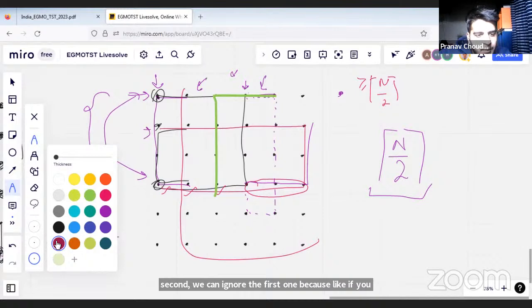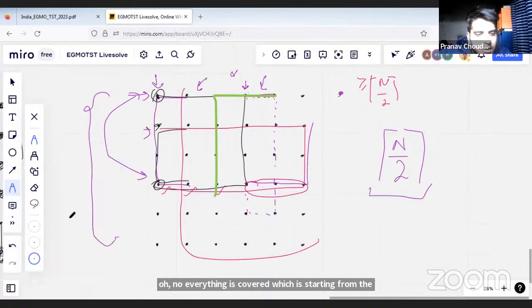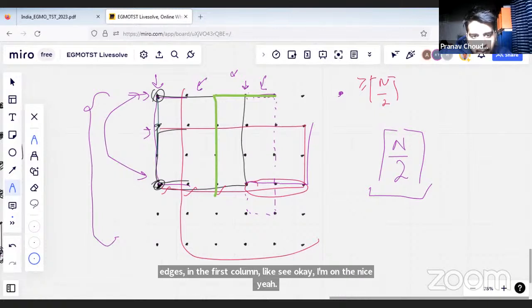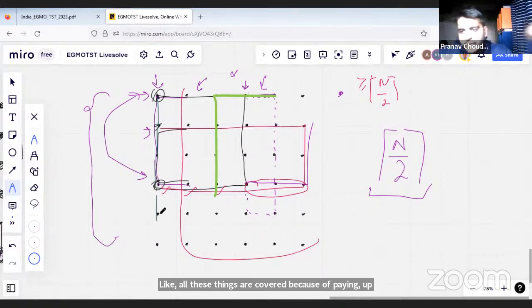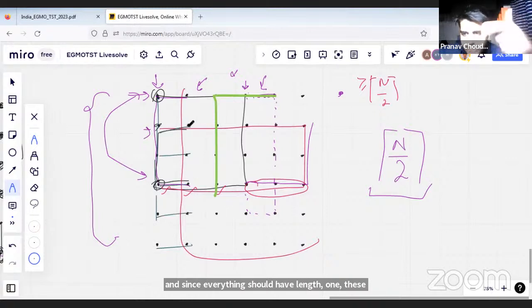Like, see, I want a nice color. Yeah, like all these things are covered because of pairing up, and since everything should have length 1, these things are also covered, right? After pairing up. So we can just start from the second column. That will still be optimal.